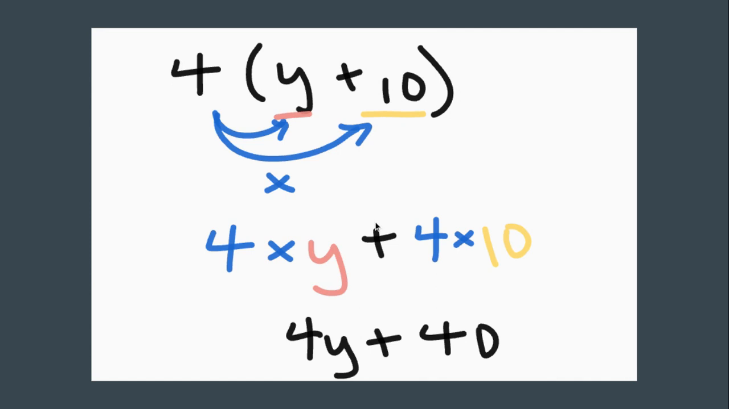My favorite way to show distribution is through this little arrow thing that I've got going on here. And like I've been saying, it's a multiplication thing that we're doing here. So we're distributing our 4 to our y. We're going to get 4 times y. We're going to bring down the operation that is in the parentheses, which is addition in this case. And then we're going to distribute the 4 to the 10 and get 4 times 10. So 4 times y gives us 4y plus 4 times 10, which is 40.